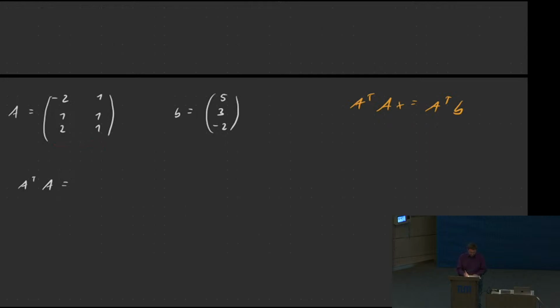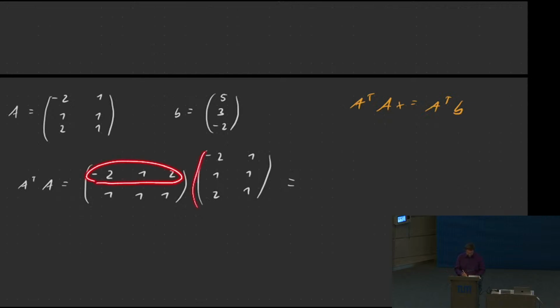Here's the matrix A again. A transpose is then simply minus 2, 1, 2 in the first row and 1, 1, 1 in the second row. I'll just copy A here. The result will be a 2 by 2 matrix. If I multiply this row with this column, I'll get 4 plus 1 is 5 plus 4 is 9. Then for the second row and the first column, I get minus 2 plus 1 is minus 1 plus 2 is plus 1.